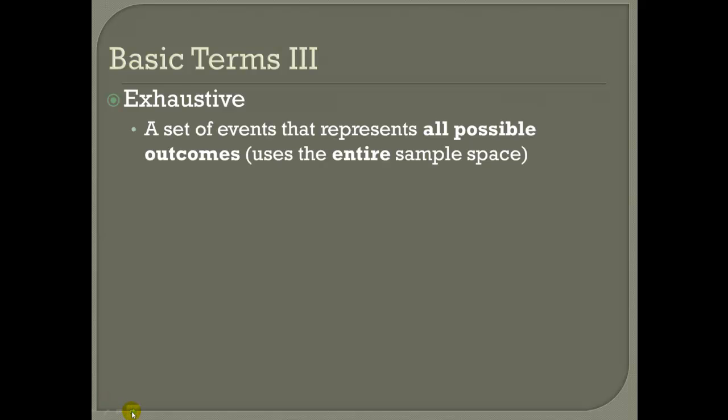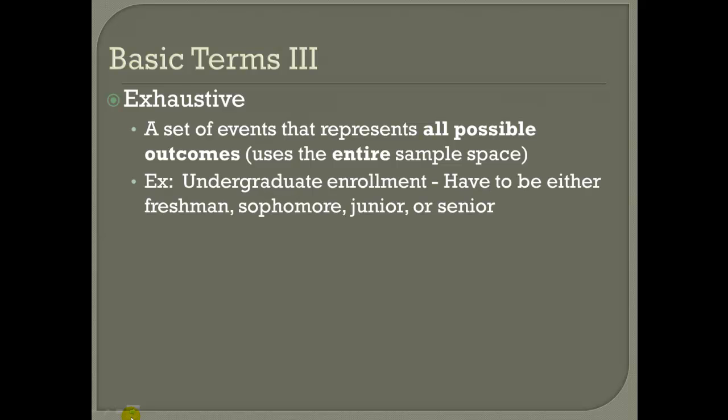Another example here, another term, exhaustive. This essentially means that a set of events represents all possible outcomes in the entire sample space. So again, if we looked at undergrad, our event would be exhaustive if we included freshman, sophomore, junior, and senior. Again, you probably remember that term if you've had any research methods classes, as far as how you make your survey questions. They need to be exhaustive and cover every category.